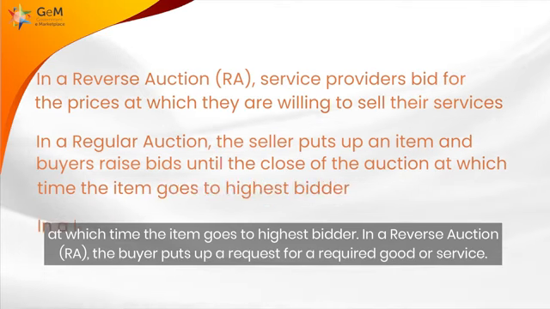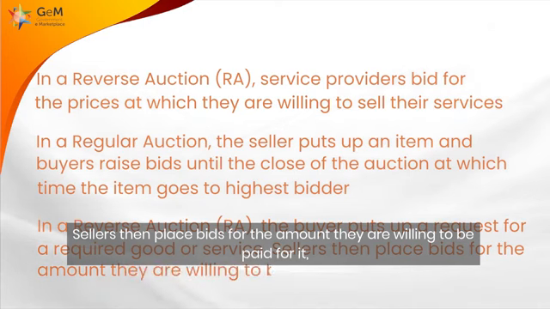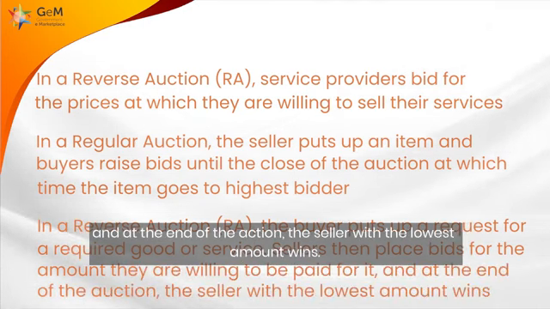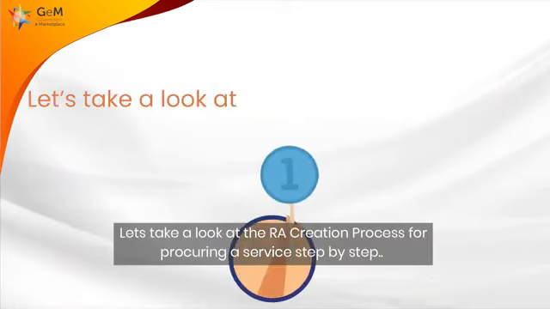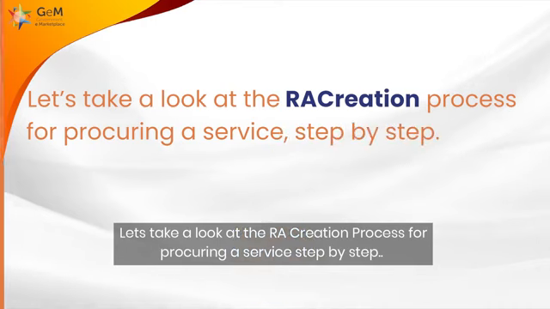In a reverse auction, RA, the buyer puts up a request for a required good or service. Sellers then place bids for the amount they are willing to be paid for it. And at the end of the auction, the seller with the lowest amount wins. Let's take a look at the RA creation process for procuring a service step by step.